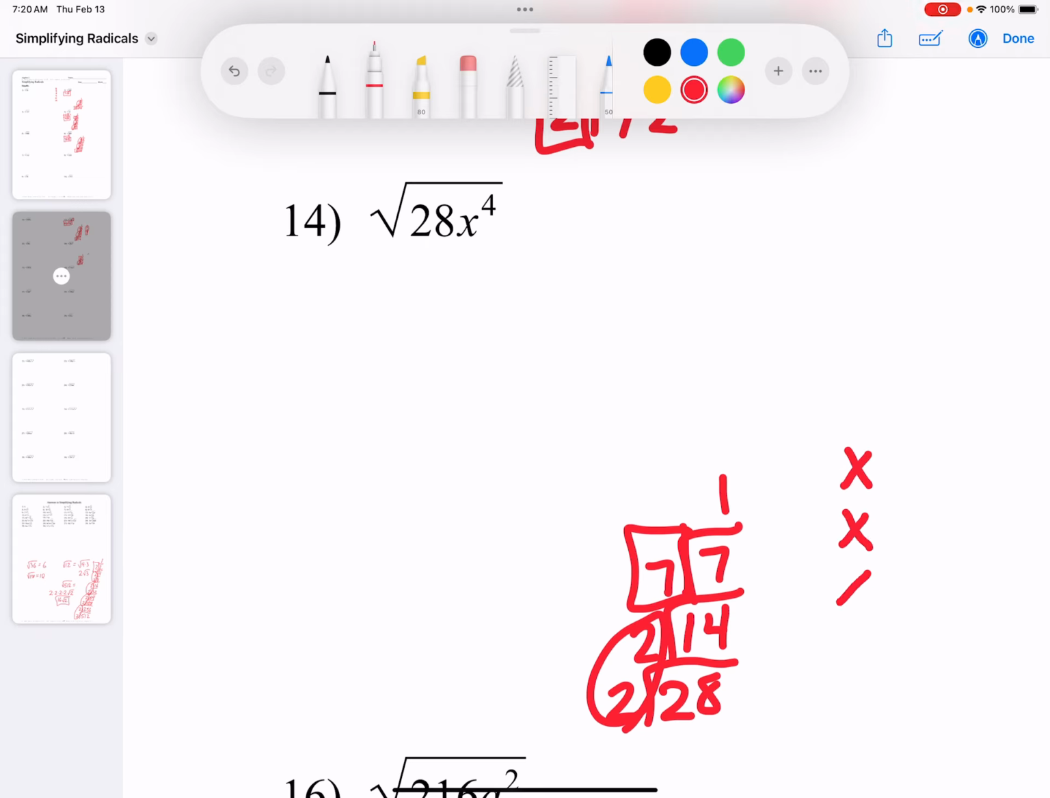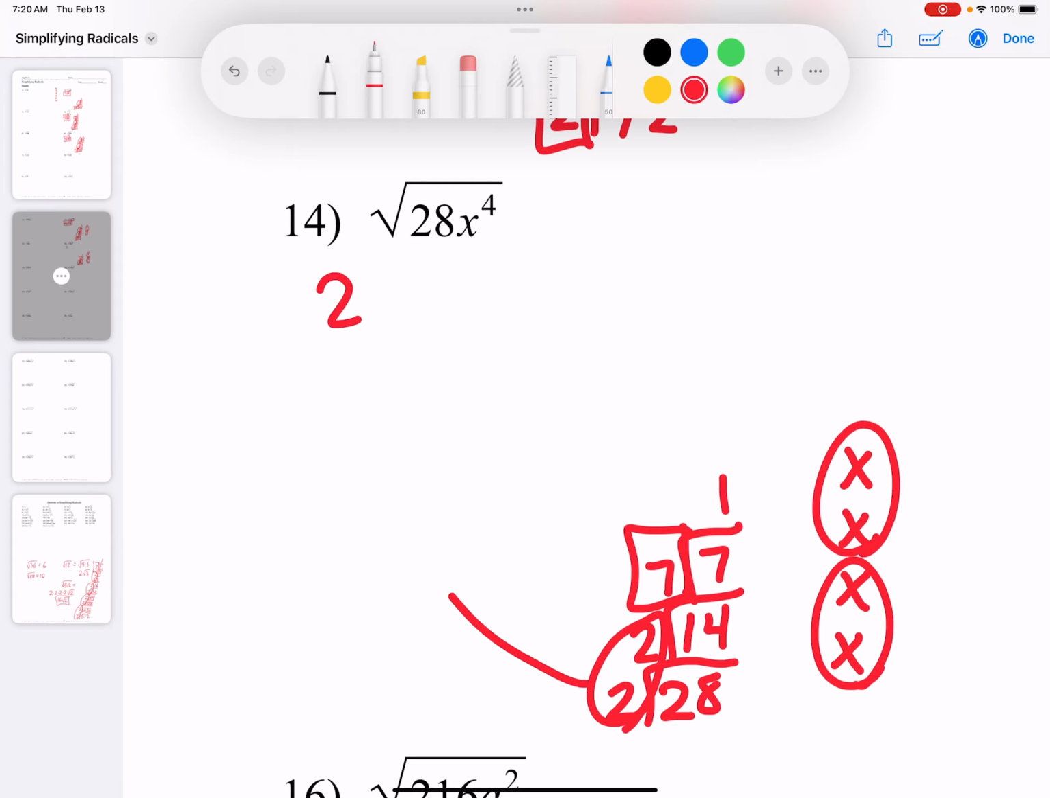And then with the x to the fourth, we write out 4 x's. We pair them up. So I've got a 2 that comes out. So this 2 goes here. These x's are going to come here, and it's going to be x to the second. And then we have the square root of 7. And that's it.